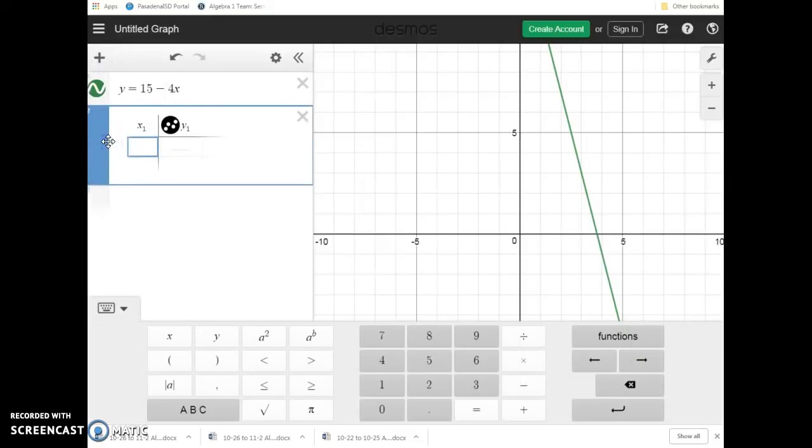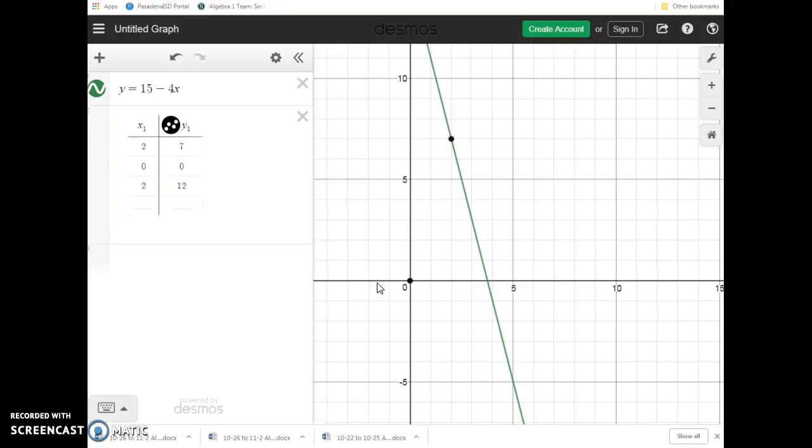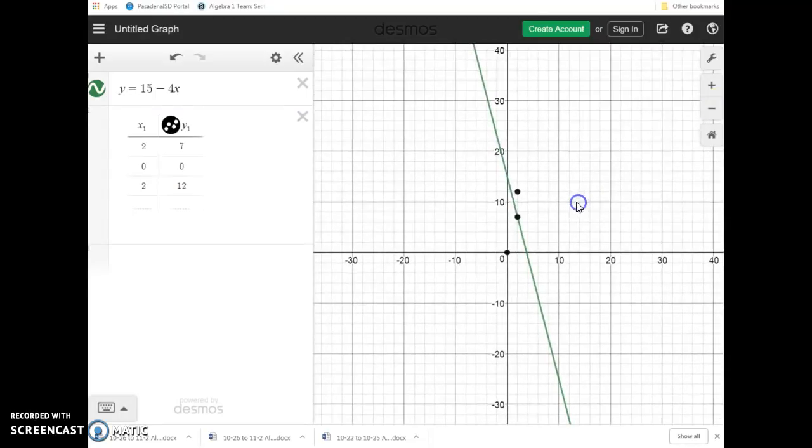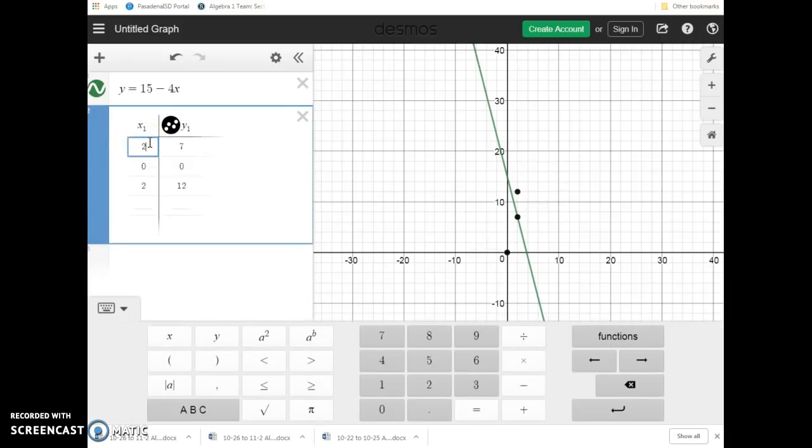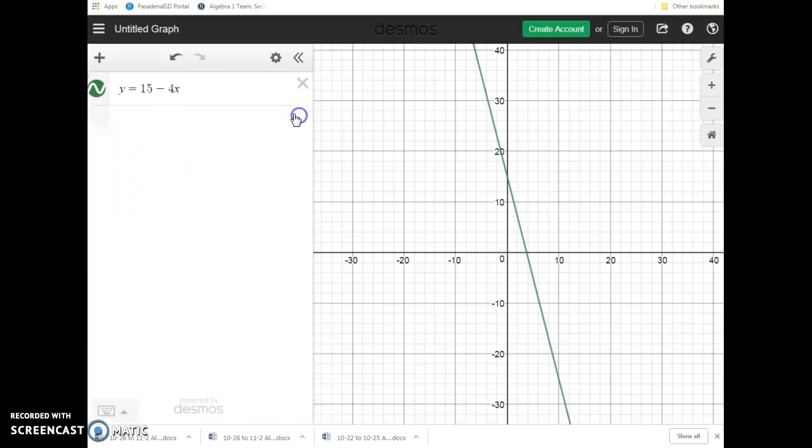So the first one says 2. My x's are 2, enter, 0, enter, and 2, enter. And my y's are 7, enter, 0, enter, and 12, enter. If I look at those points and I zoom out, if you need to zoom out, zoom out. Only one point is on the line. The other 2 are not on the line. So that is not my answer. Okay?